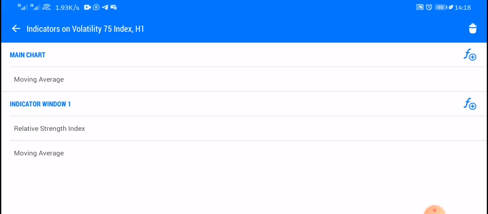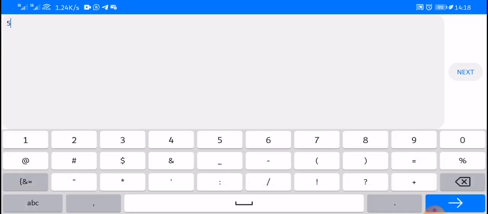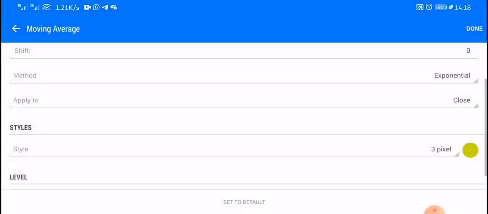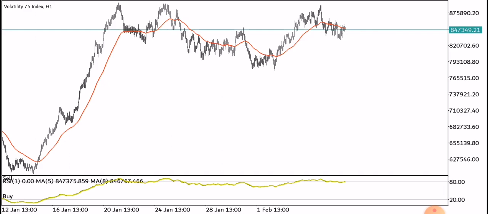Then I'm going to bring in another moving average. I will add it to the same window. I'm going to have moving average 8. Next, done. Then we're going to change the colors. Let's put up something close to green, in the same family, just 2 steps ahead. So we'll have it done, right? You can see it. So let's bring up another indicator.